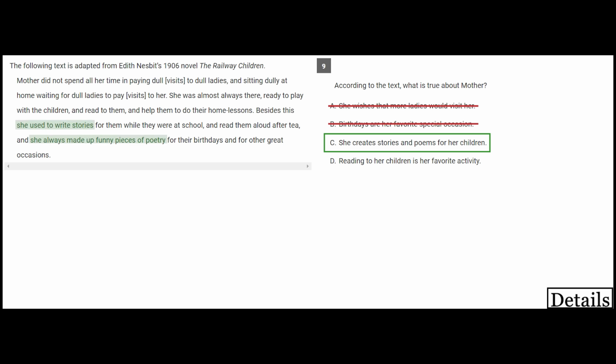Choice D says, reading to her children was her favorite activity. And since the text never mentions her having a favorite activity, we can't confirm this.